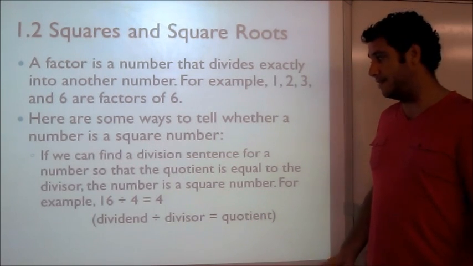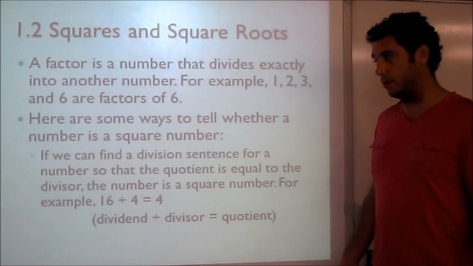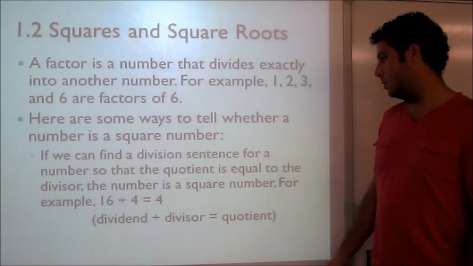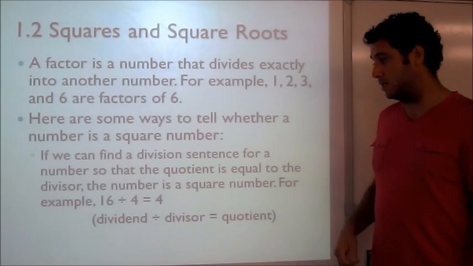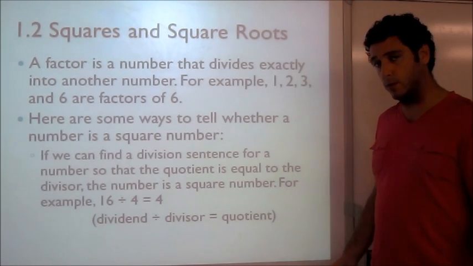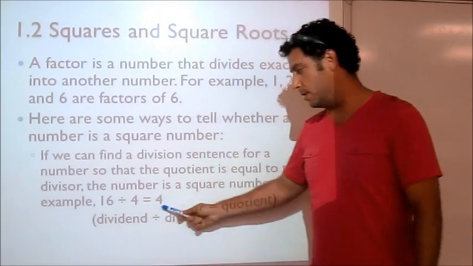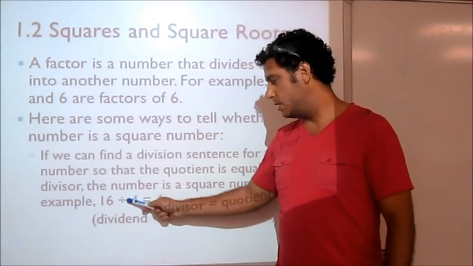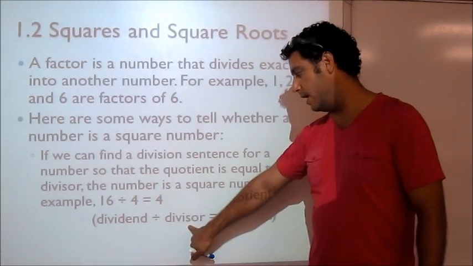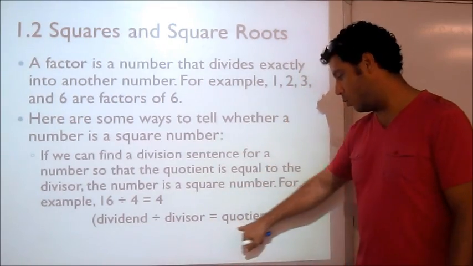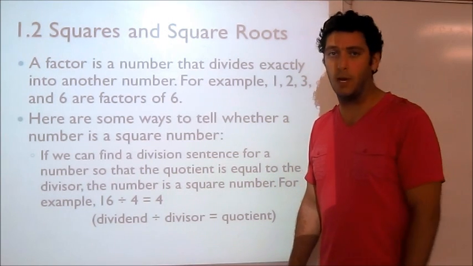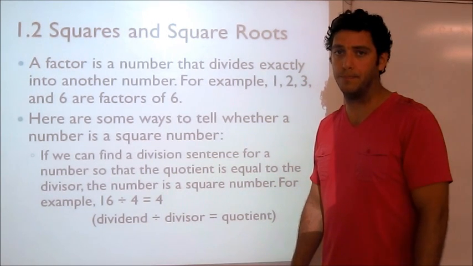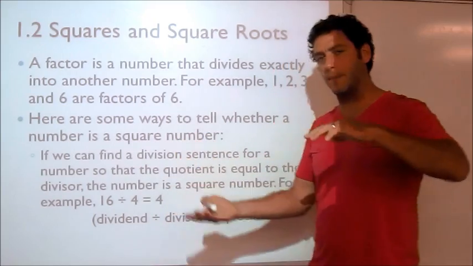If we can find a division sentence for a number so that the quotient is equal to the divisor, the number is a square number. Okay? For example, 16 divided by 4 is equal to 4. When you write a division statement like this, if the second number, which is the divisor, is equal to the quotient, then you know for sure that you have a perfect square number. Okay, it's just basically thinking about it backwards.